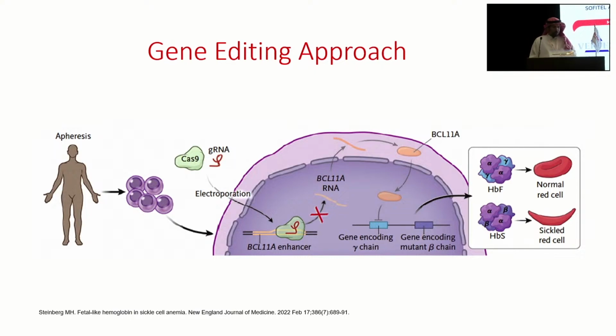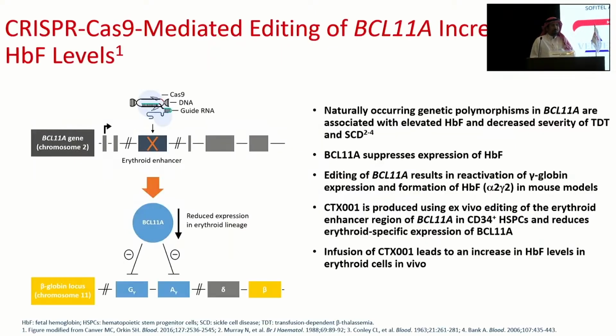In gene editing, you don't add any lentivirus. Instead, you put in what we call Cas9 and guide RNA, which will edit the DNA. The way this works is by suppressing what we call BCL11A, which is important in the suppression of hemoglobin F. By doing gene editing, you inhibit BCL11A, which leads to increased production of hemoglobin F, so the patient's symptoms will improve.